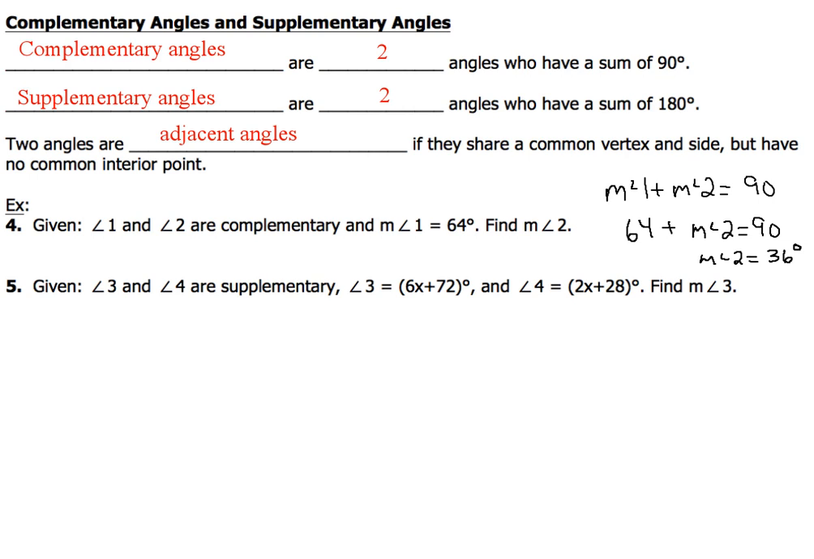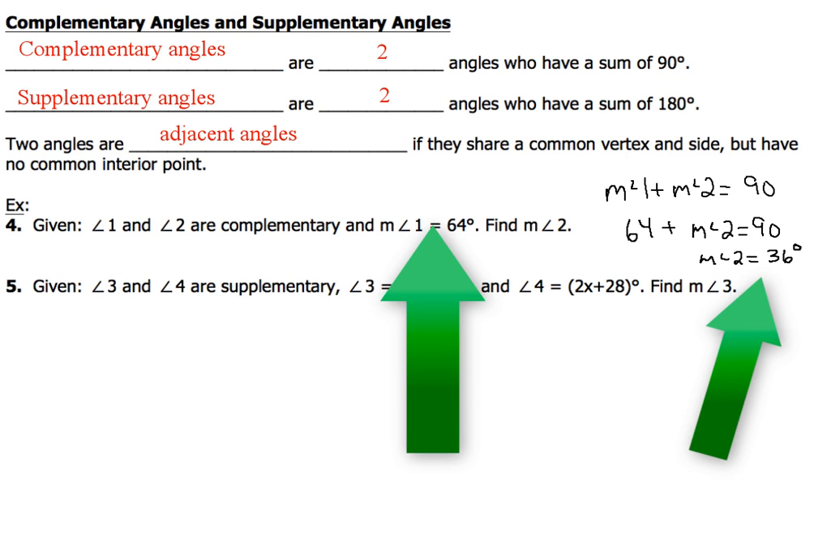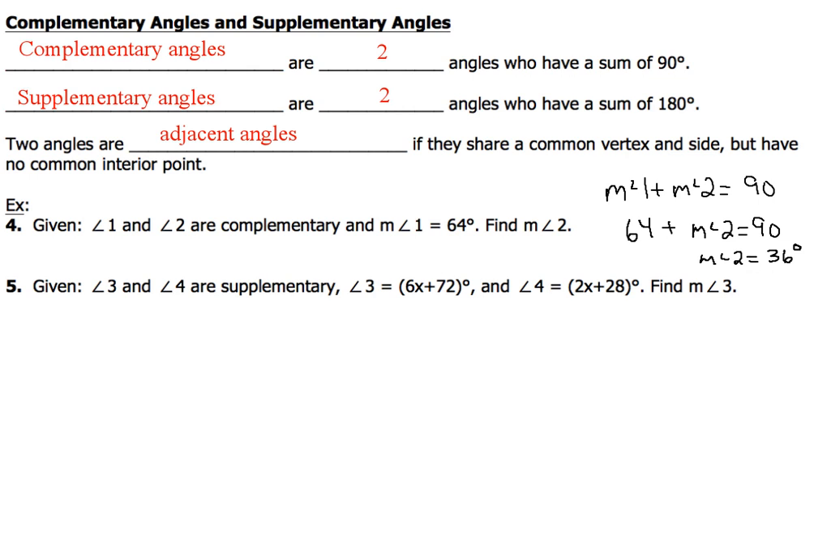But be really careful. We always want to make sure we do our arithmetic correctly. So double check, make sure the 36 that we found for the measure of angle 2 and 64 for the given angle, make sure those two numbers do add up to 90. If they do, we did the problem correctly. If not, we messed up somewhere, so we're going to have to go back and redo it.